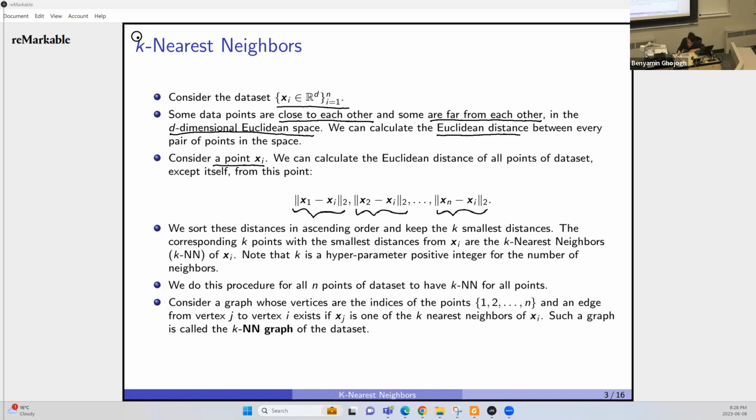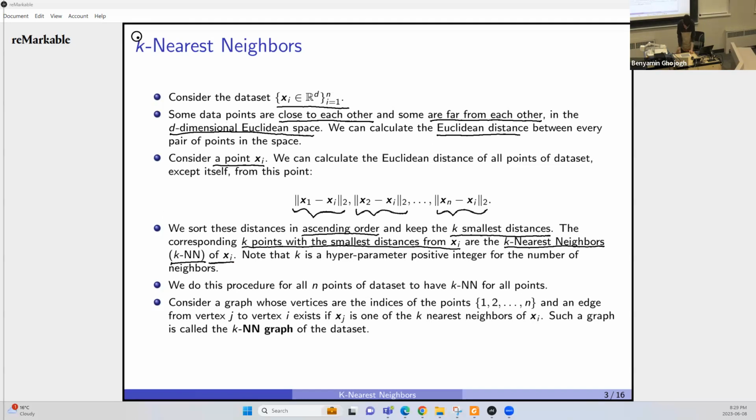So you calculate the distances of all points from xi, except itself, because the distance of itself from itself is 0, right? Okay. We sort these distances in ascending order, from small to large, and keep the k smallest distances. This is what we do in k-nearest neighbor. So the corresponding k points with the smallest distances from xi are called the k-nearest neighbors of xi, or in short, KNN of xi. So what do I mean? KNN of xi are the k points which are closest to xi as neighbors.